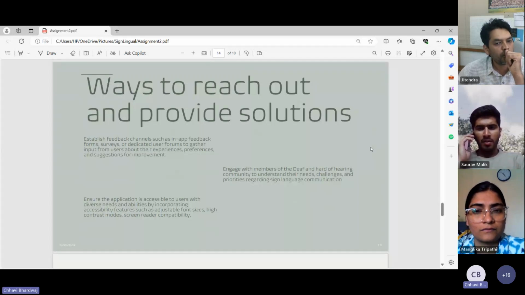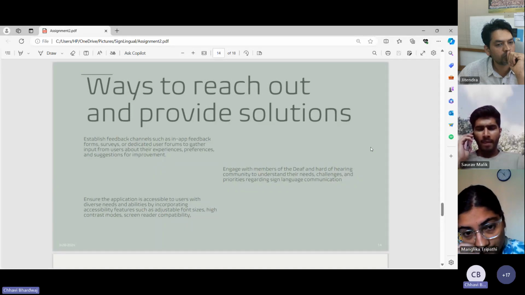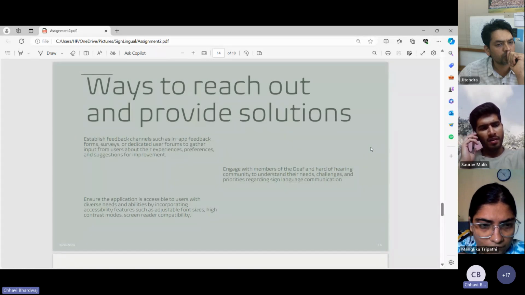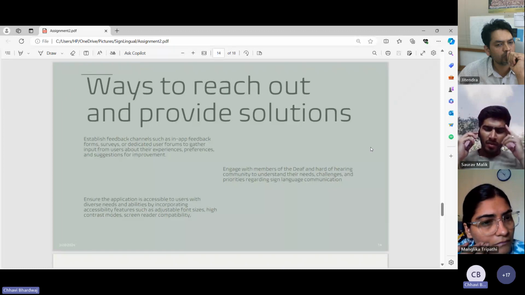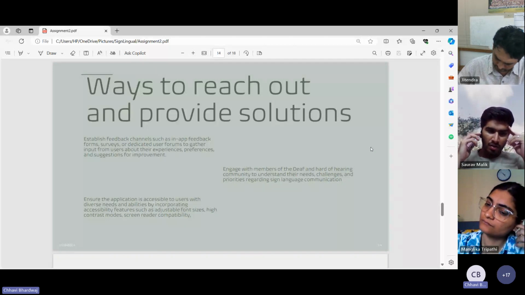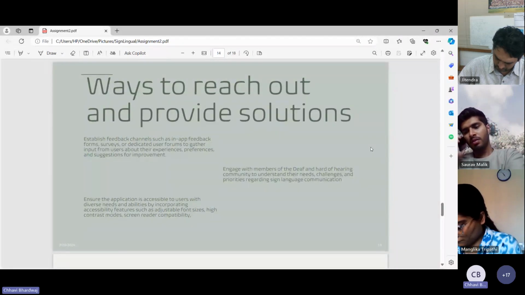As for ways to reach out, the first goal would be to establish an effective feedback channel so we can take consumer input and better tackle their problems. We will also actively collaborate with organizations and NGOs to gain better insight into the problems they face every day, because it is very important to understand the social problems that they face on a daily basis to actually create a solution for that.